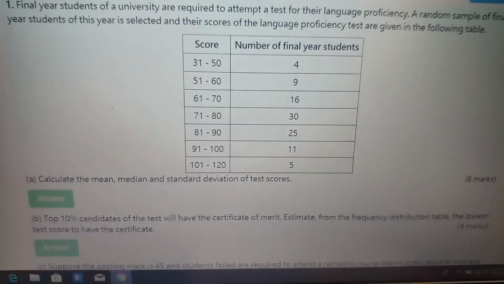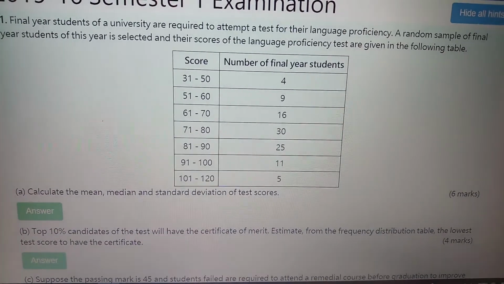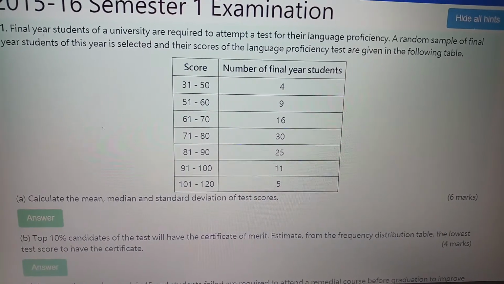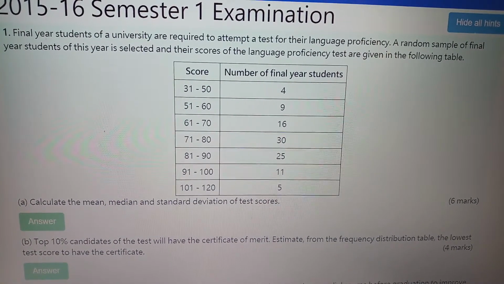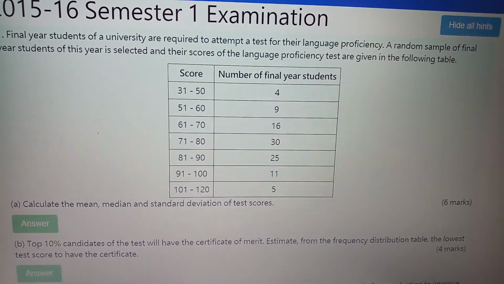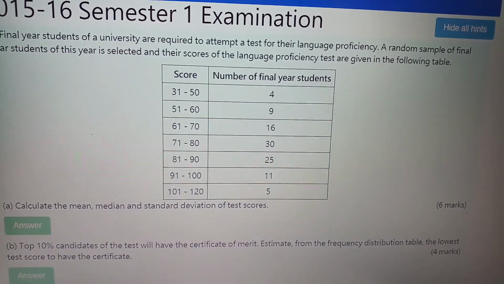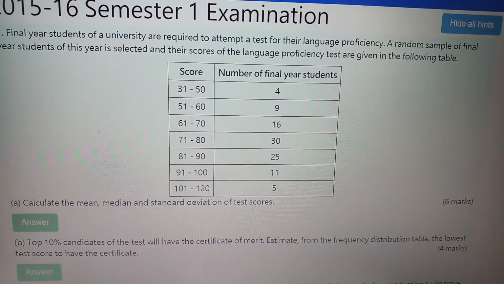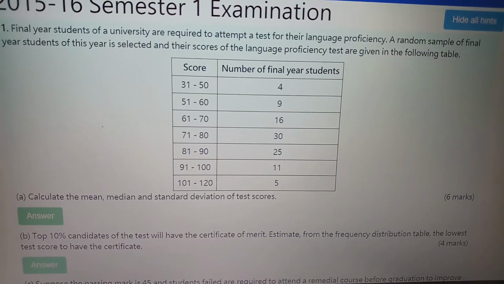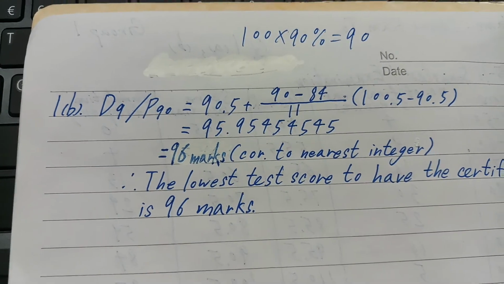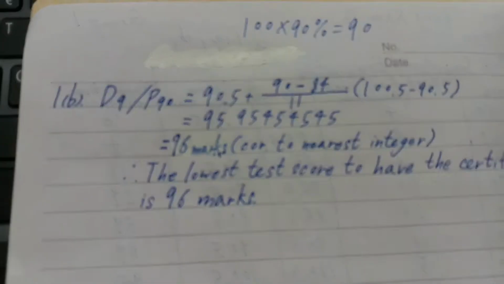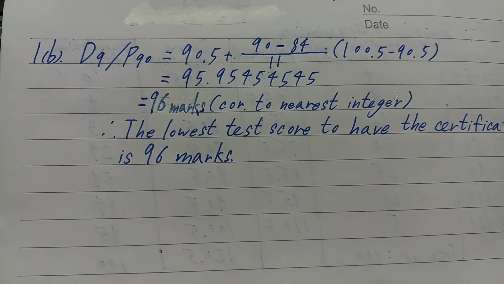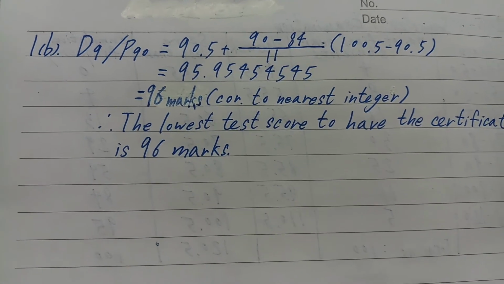And after doing that, it's time for part B. We should look at the question. Part B requires us to find the lowest test score for a candidate to receive the certificate. The top 10% of the candidates of this test will have this certificate of merit. And therefore, we should find the top 10% of those 100 students, which is actually 100 times 90%, which is 90, and you can express it as decile 9 or percentile 90, which means the same.